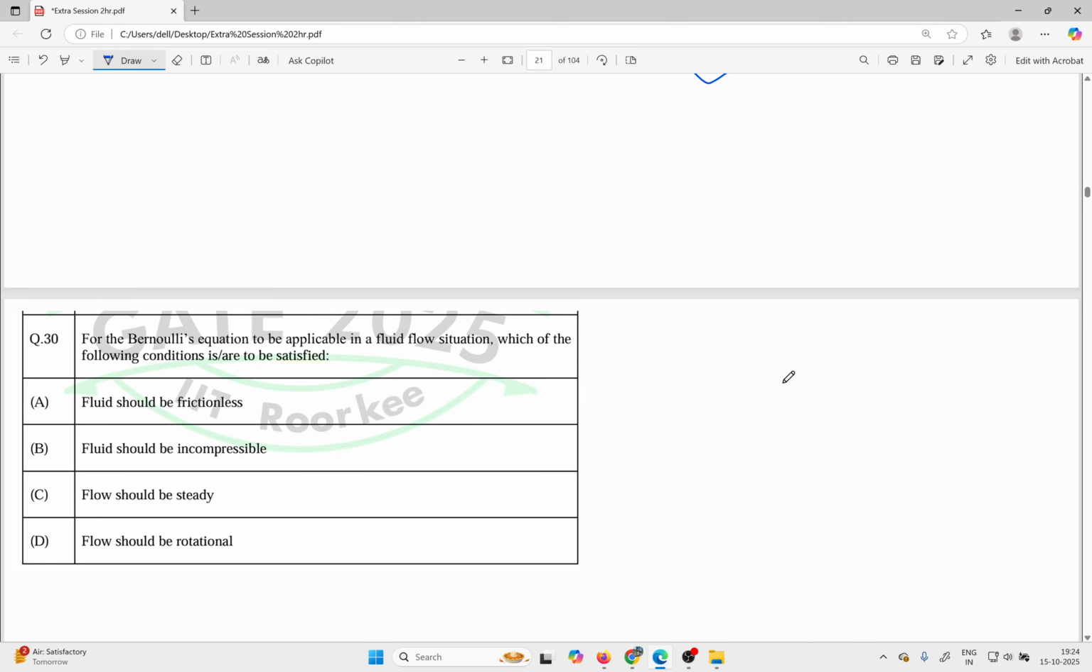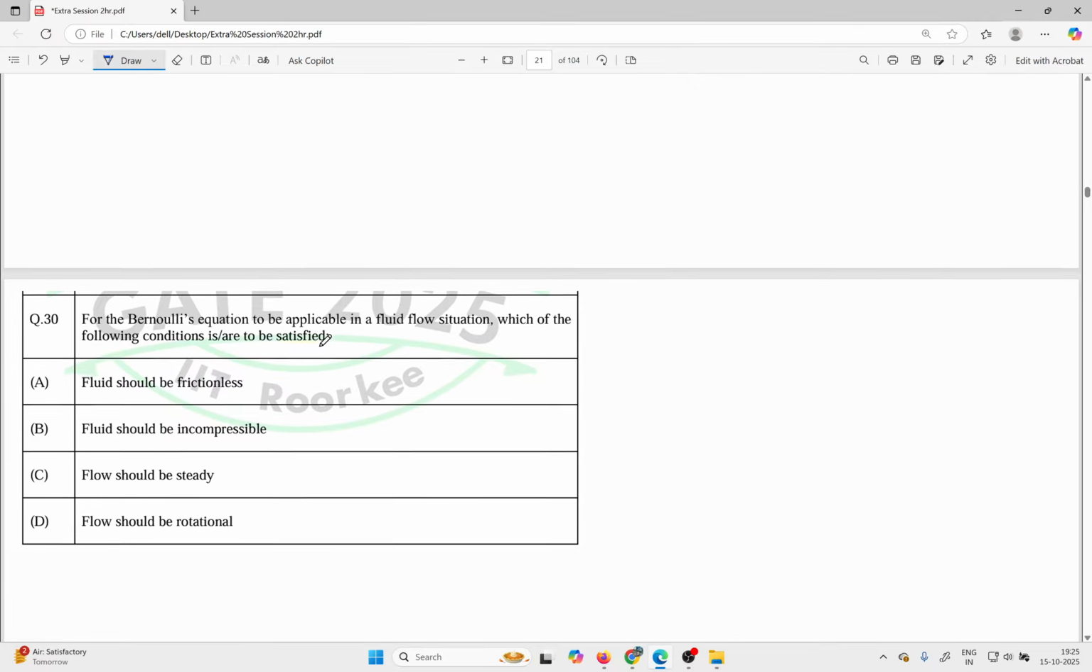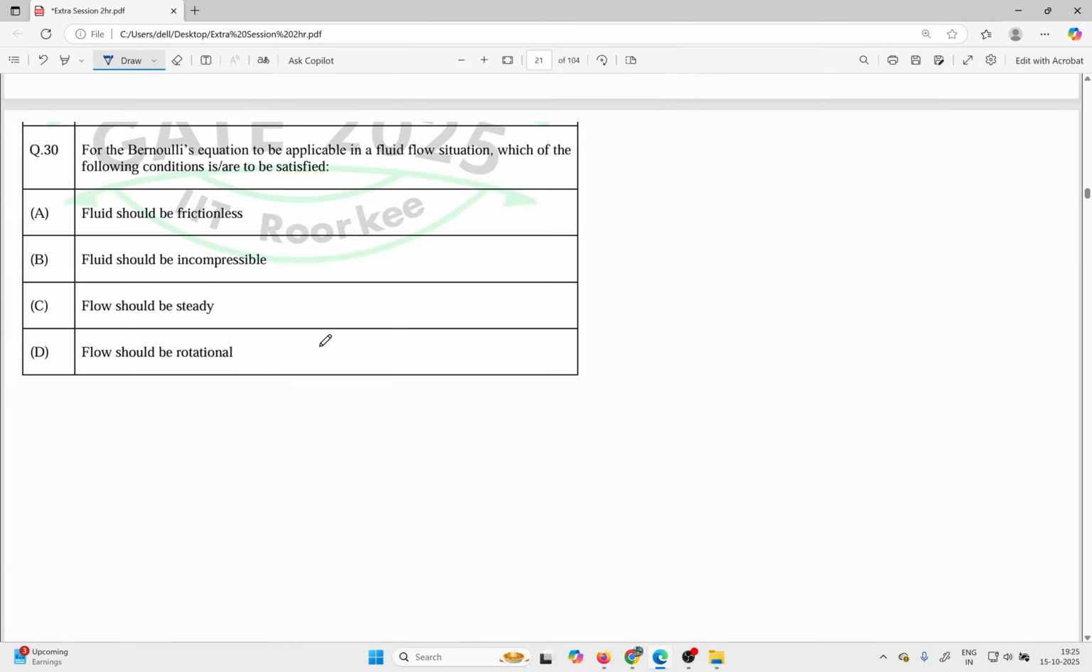Another questions also have before moving on the next question. Okay, let us discuss this question, then I'll move on to the next question. So for the Bernoulli's equation, very important question, question number 30. For the Bernoulli's equation to be applicable in a fluid flow situation, which of the following conditions are to be satisfied? Maybe here one option correct or more than one option correct, as you can see very clearly written.